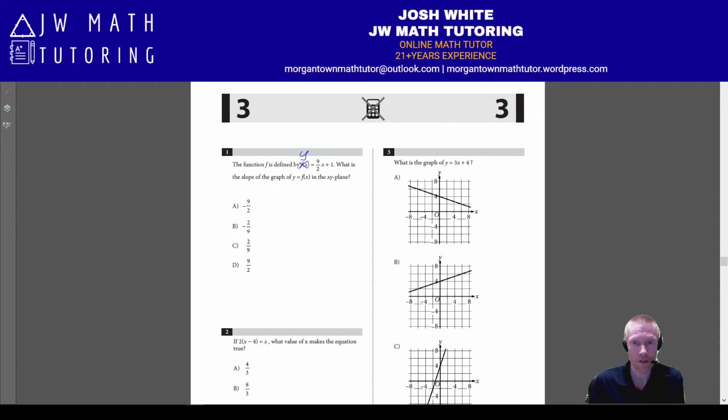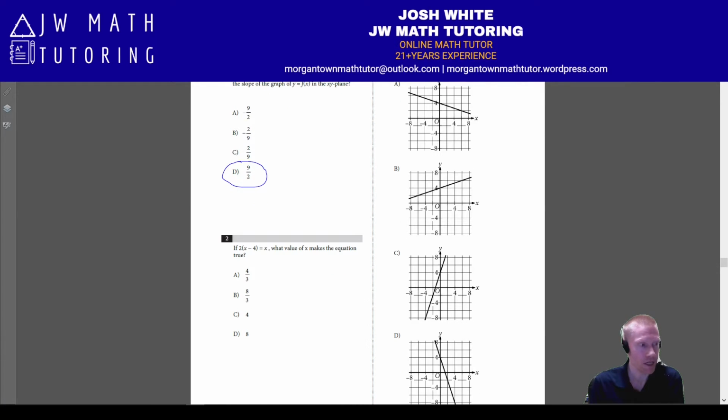So it's just asking for the slope of this line or this linear function, and this is already in y equals mx plus b form, so therefore the slope is just going to be 9/2 right here. It corresponds to m. So the correct answer on this one is just letter D, 9/2. No other work to do.